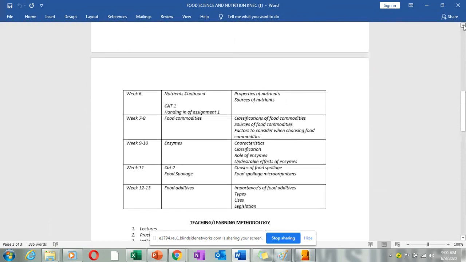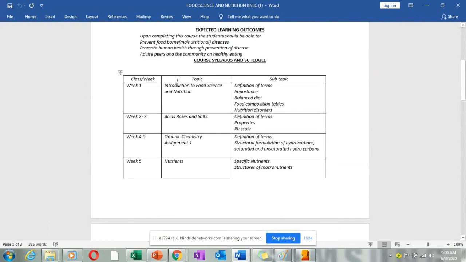So our first topic is this one here, Introduction to Food Science and Nutrition. If you look at the subtopics, you have definition of terms, importance of nutrition, and the balanced diet, then food composition tables, then nutrition disorders.